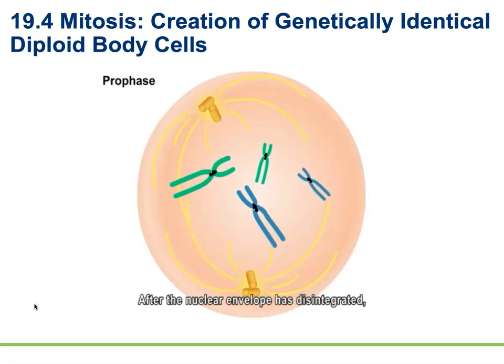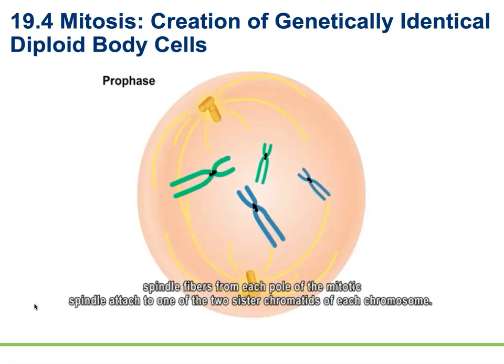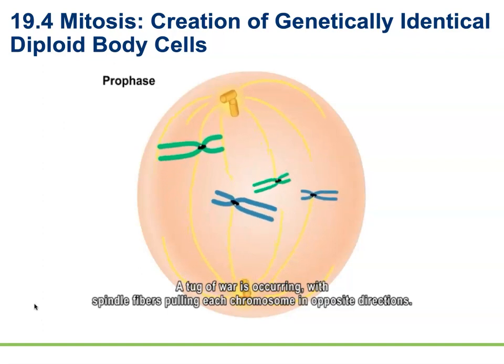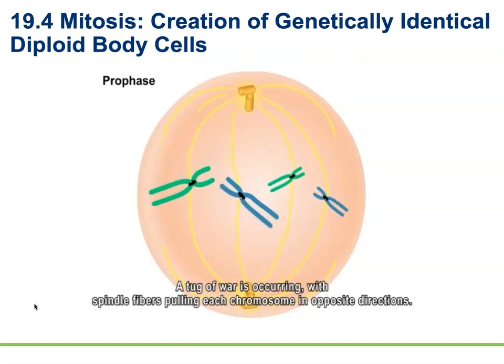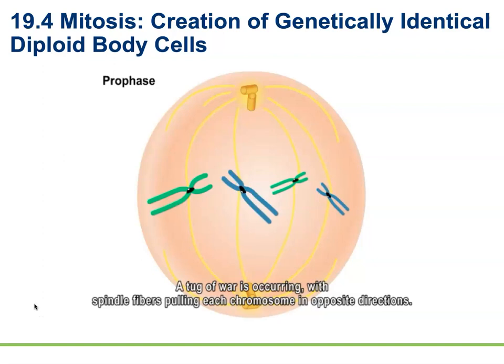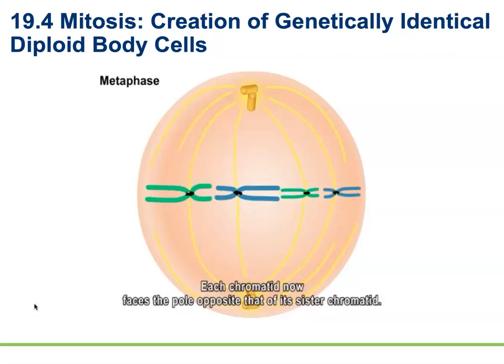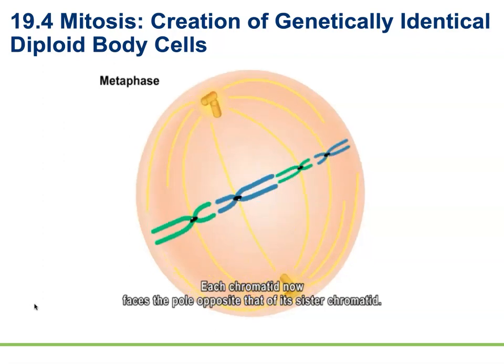After the nuclear envelope has disintegrated, spindle fibers from each pole of the mitotic spindle attach to one of the two sister chromatids of each chromosome. A tug-of-war is occurring, with spindle fibers pulling each chromosome in opposite directions. In the next stage of mitosis, metaphase, the chromosomes complete their journey to the middle of the cell. Each chromatid now faces the pole opposite that of its sister chromatid.